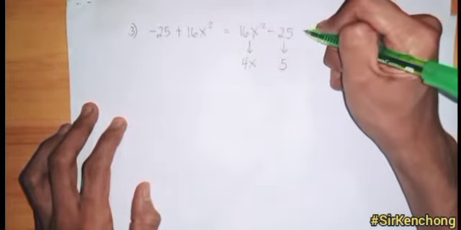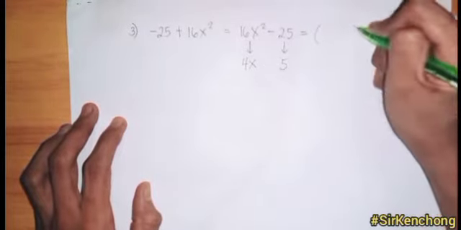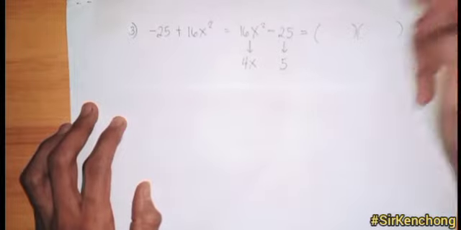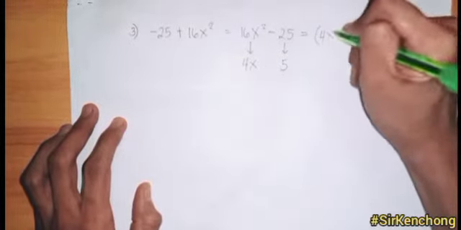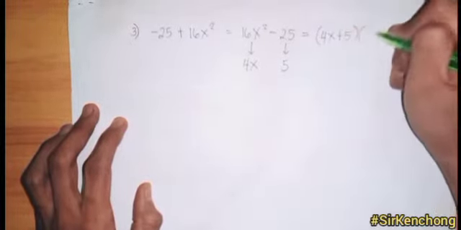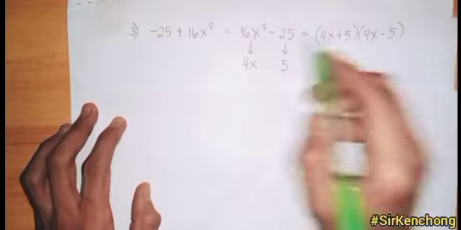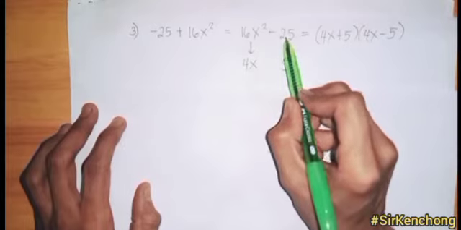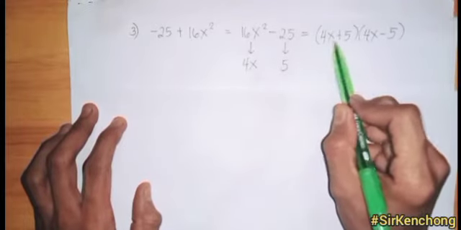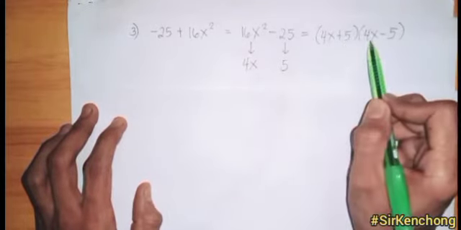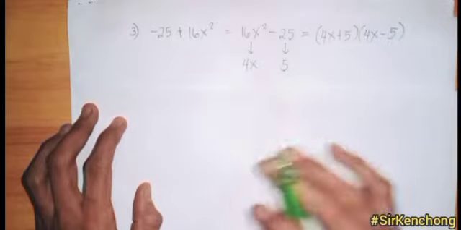Okay. Now, we write the product of the sum and difference of the two square roots. 4x plus 5, 4x minus 5. Therefore, 16x squared minus 25 is equal to the quantity 4x plus 5 times the quantity 4x minus 5.